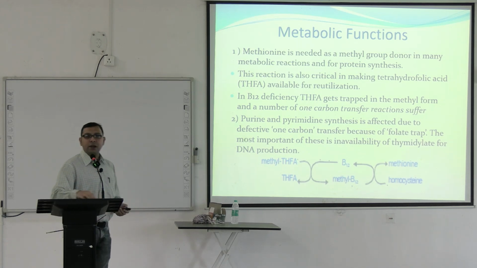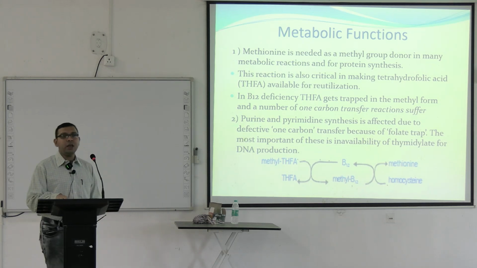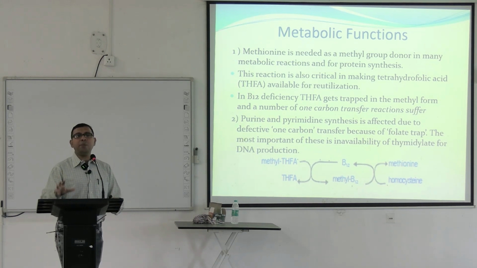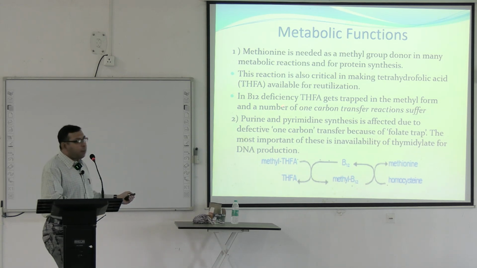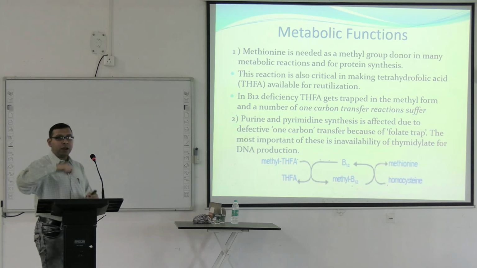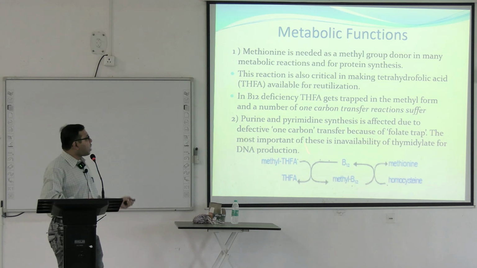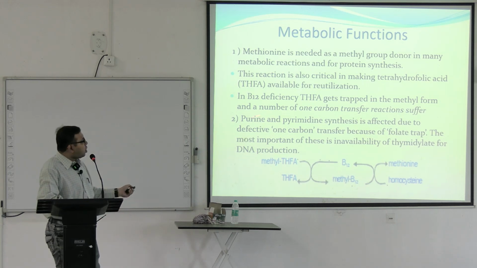So from folic acid, we get dihydrofolic acid and tetrahydrofolic acid, and tetrahydrofolic acid is very important for different 1-carbon transfer reactions that are essential for our survival. So in vitamin B12 deficiency, this tetrahydrofolic acid basically gets trapped in its methyl form. So methyl tetrahydrofolic acid, ultimately it is a cycle, and this cycle will not continue. So a number of 1-carbon transfer reactions suffer.